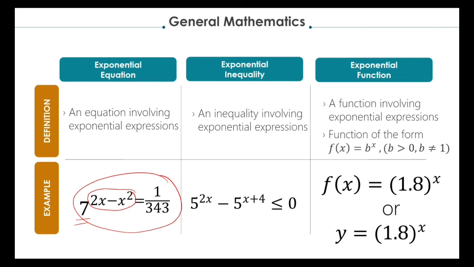Okay po. Next, we have exponential inequality, an inequality that involves exponential expressions. So, tignan natin yung examples natin. We have 5 raised to 2x minus 5 raised to x plus 4 is less than or equal to 0. So, pansinin nyo, yung exponent natin ay with variables. And also, since ito ay inequality, gumagamit tayo ng inequality symbol. So, it may be less than, greater than, or equal, or less than or equal.